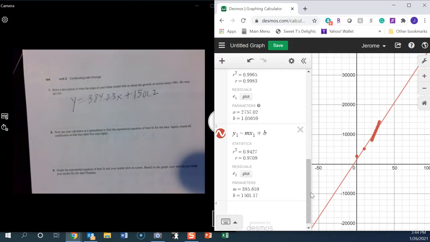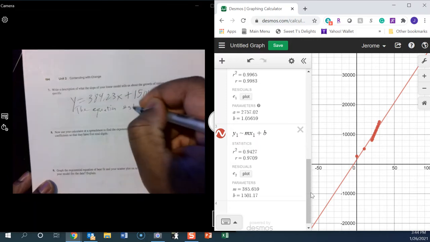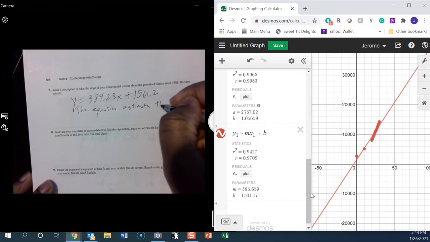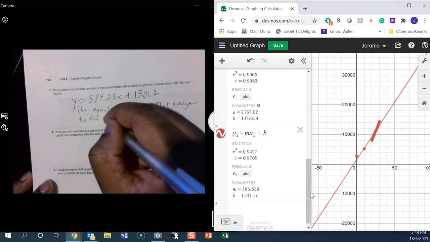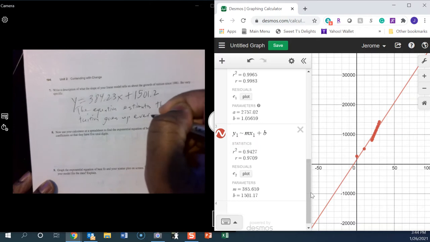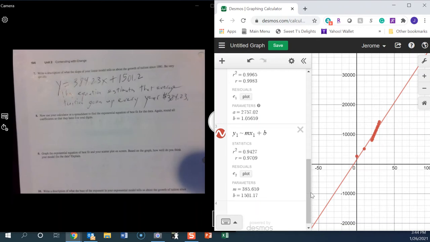15.1.2. Okay. So this was our equation that we got from the linear model. The equation estimates the average tuition goes up every year by $384.23. Because remember, your slope is basically the pattern of it. It shows whether something goes up, whether something goes down. So it's showing that it goes up by $384.23 per year on average.